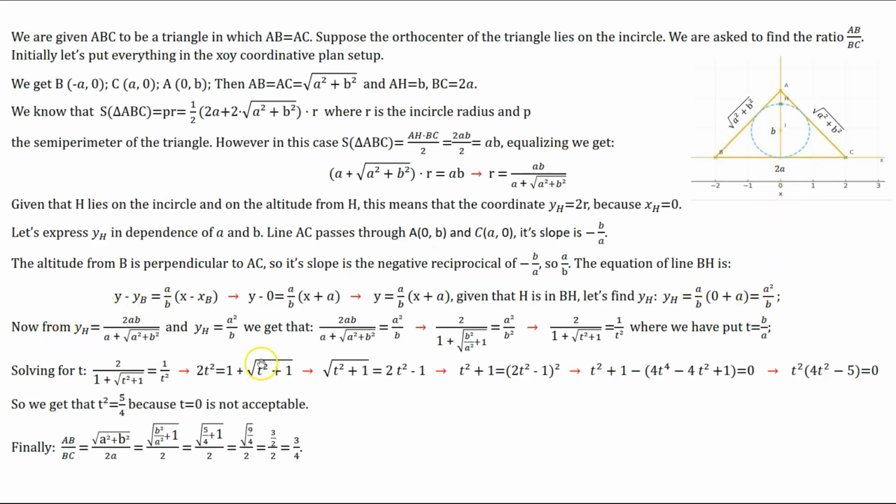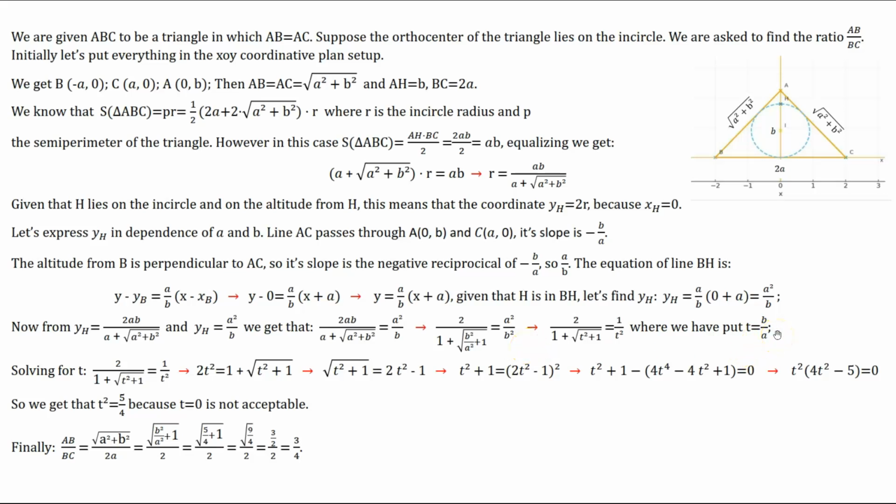Now, we said up here that y of H, which is equal to 2r, is equal to 2ab divided by a plus square root of a squared plus b squared. And on the other side, we found that y of H is equal to a squared divided by b. Now, equalizing these two expressions, we will get this equation over here. And now we do some simple calculations as we pass a to the right-hand side, and we divide everything by b, and we will have that this expression over here is equal to 2 divided by 1 plus square root of b squared divided by a squared plus 1, which is equal to a squared divided by b squared.